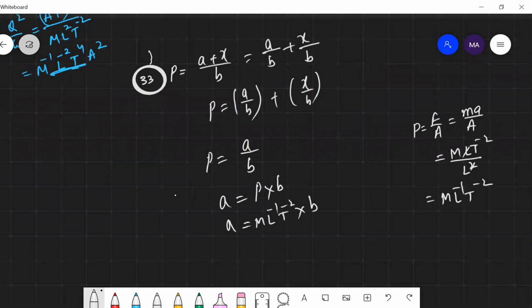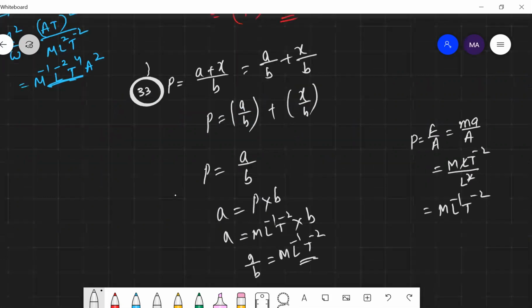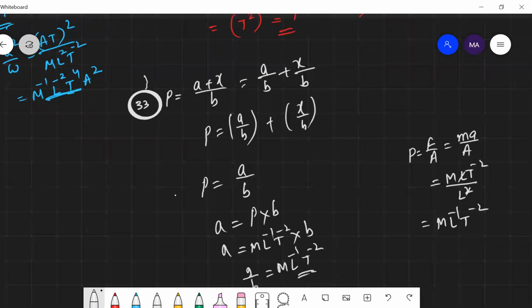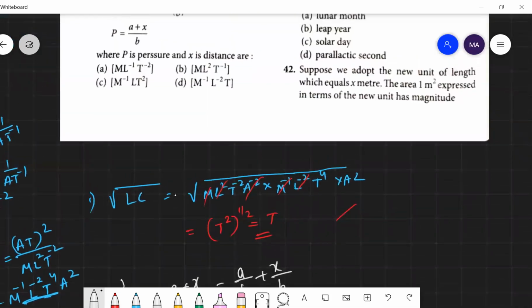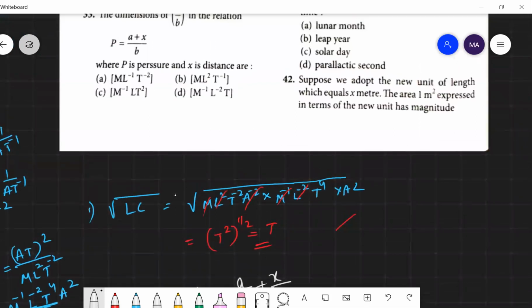So A by B will be equal to how much? A by B, I can write here, how much? M L power minus 1 T power minus 2. So A by B will be equal to M L power minus 1 T power minus 2 will be the answer. So for 33, what option can I write here? M L power minus 1, T power minus 2, where is it? First option. So first option A will be the answer for this one.